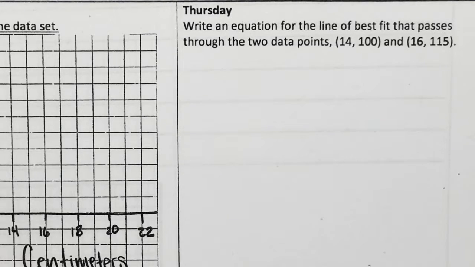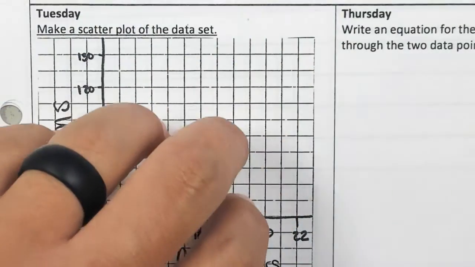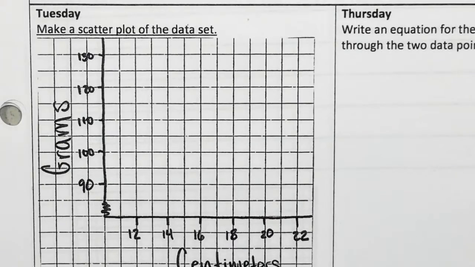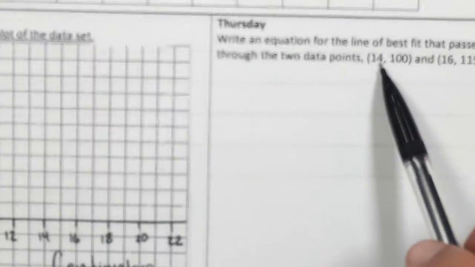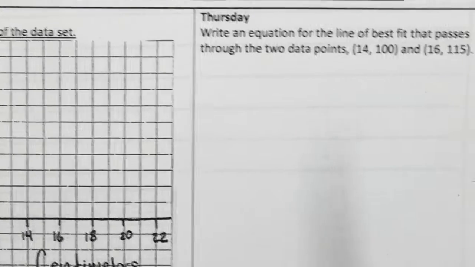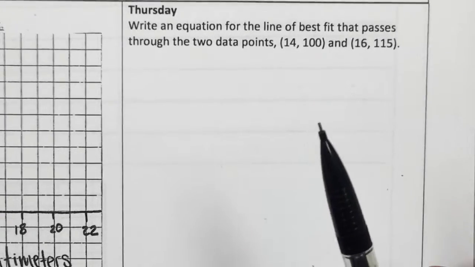Alright? So, Thursday says write an equation for a line of best fit that passes through two data points, (14, 100) and (16, 115). Okay? Now, I don't have the data graphed over here yet, because this is Monday when I'm making this, and I'm doing this for Thursday. So you need to draw a line that starts at (14, 100) and goes through (16, 115). That's going to be your line of best fit. Okay, so do that really quick.